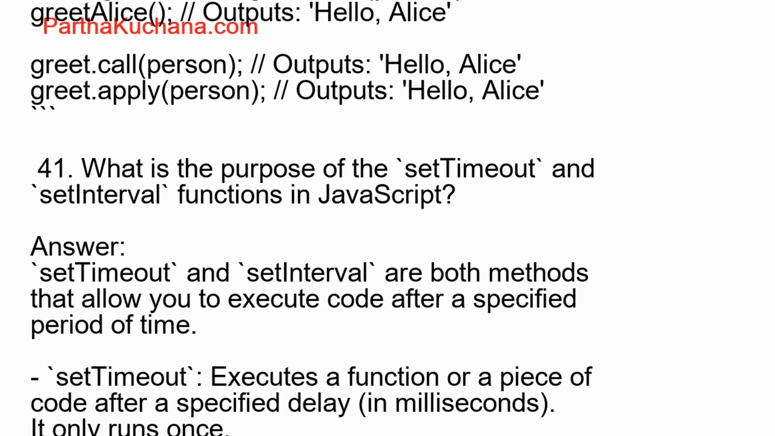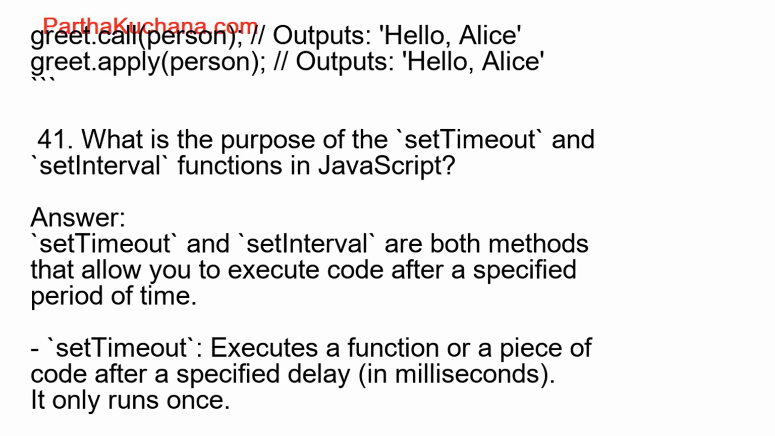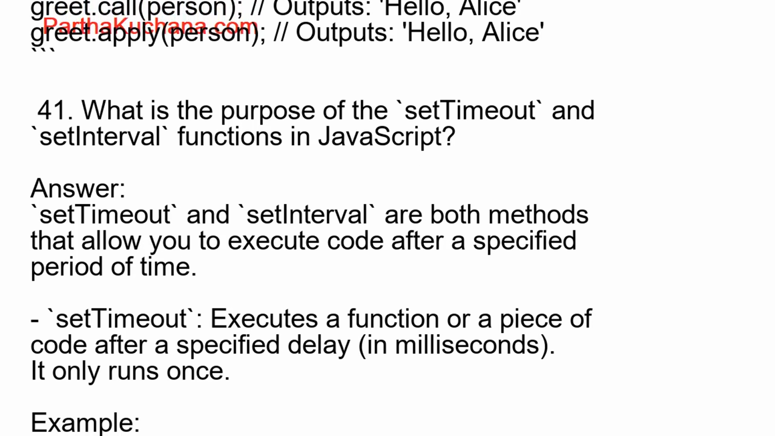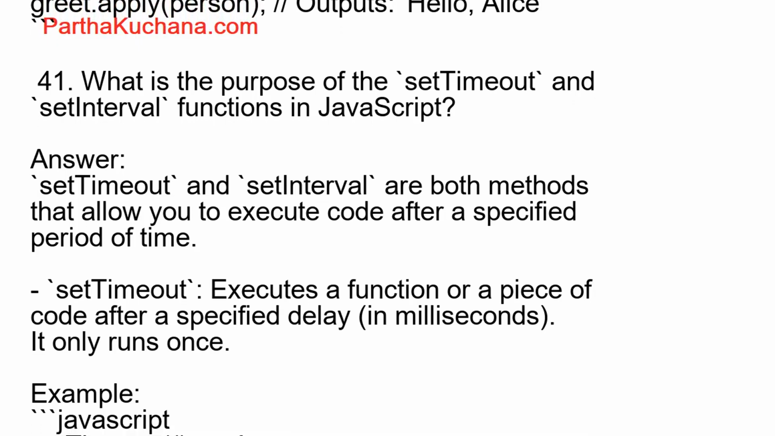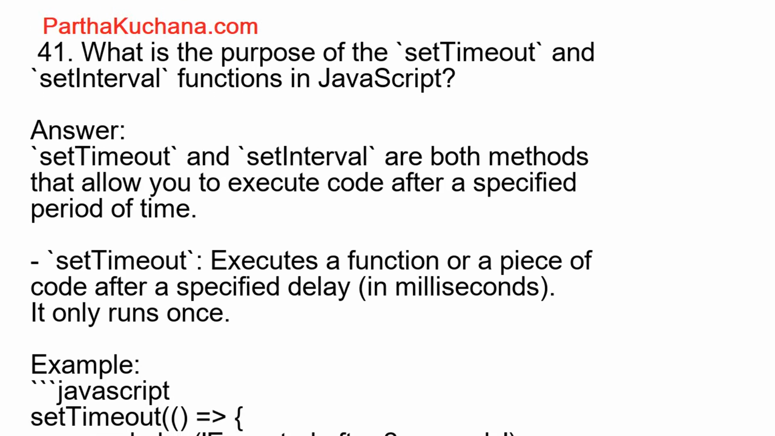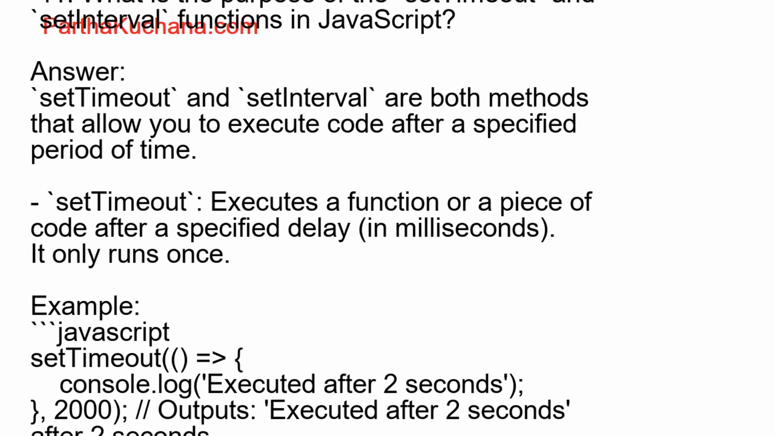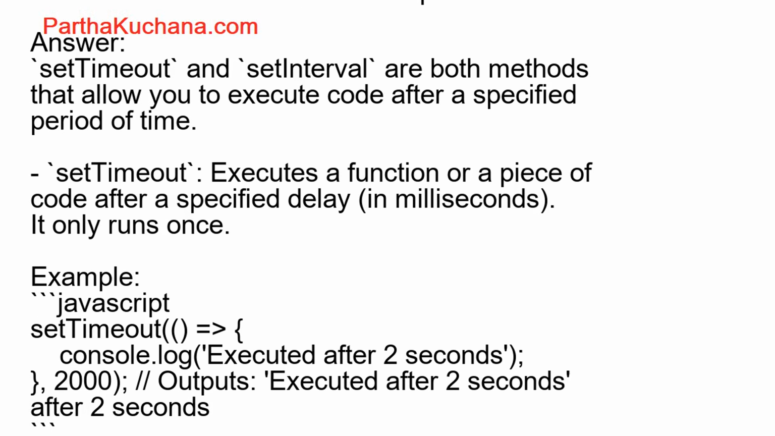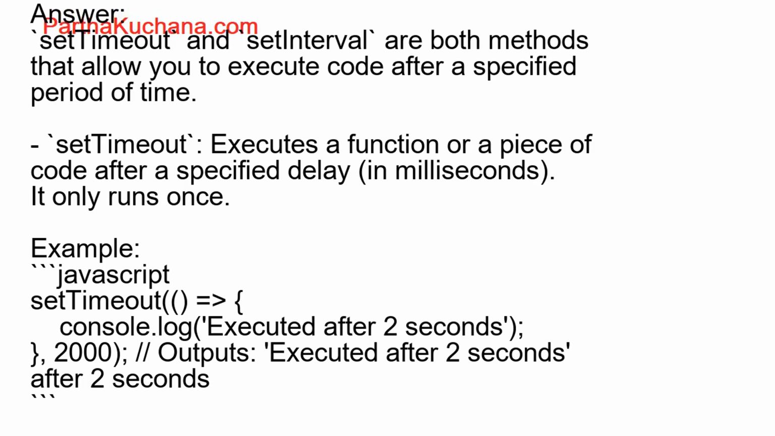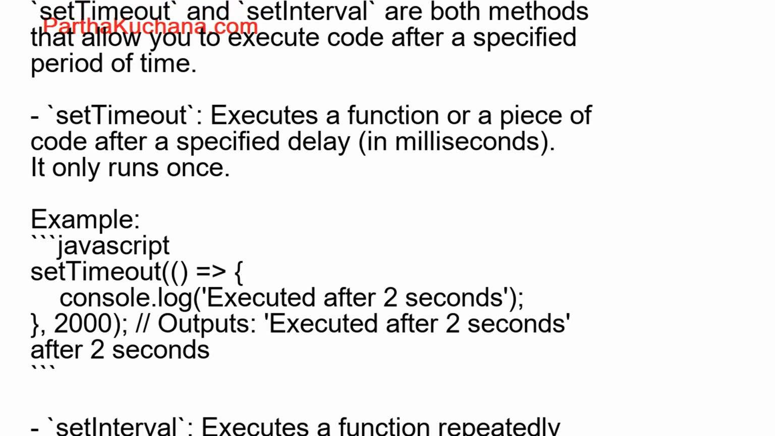Example of shallow copy. JavaScript. const original = { a: 1, b: { c: 2 } }; const shallowCopy = { ...original }; shallowCopy.b.c = 3; console.log(original.b.c); // outputs: 3, modified because it's a reference.